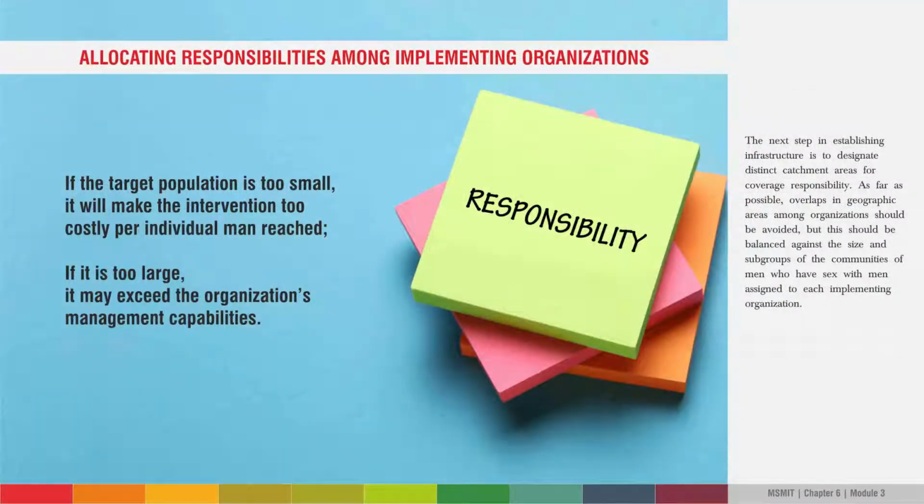The next step in establishing infrastructure is to designate distinct catchment areas for coverage responsibility. As far as possible, overlaps in geographic areas among organizations should be avoided, but this should be balanced against the size and subgroups of the communities of men who have sex with men assigned to each implementing organization.